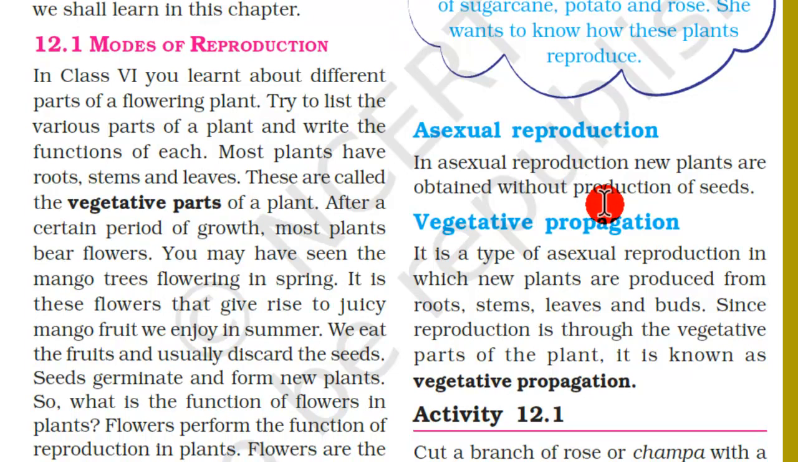The first topic is the modes of reproduction. We know there are different parts of a flowering plant, and there are different functions of each. Most plants, as we know, have different roots, stems, and leaves. These roots, stems, and leaves are known as the vegetative parts of the plant.